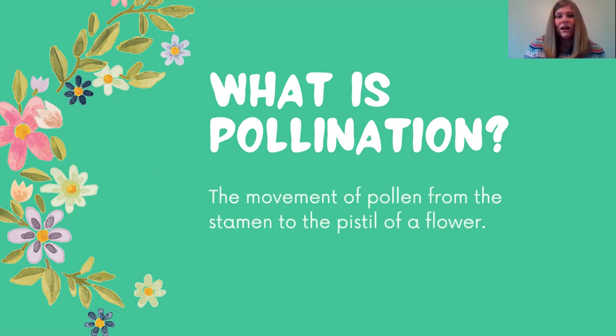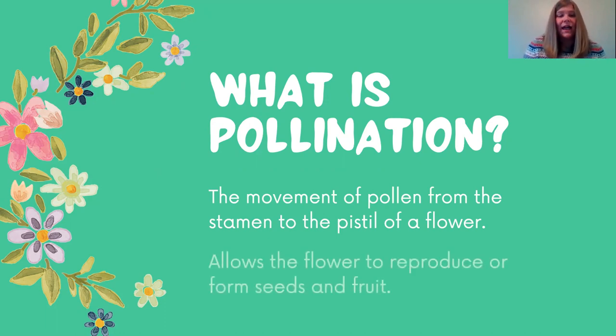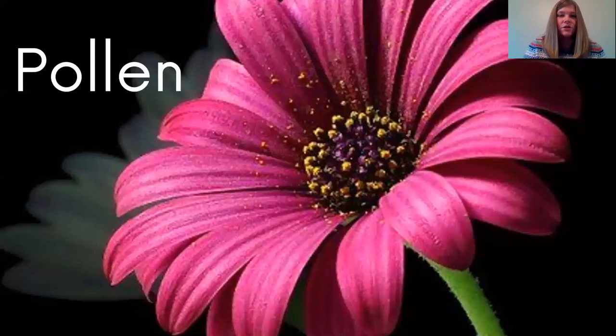So the definition of pollination is the movement of pollen from the stamen to the pistil of a flower. And pollination is allowing the flower to reproduce and form seeds or fruit. So pollen is that fine yellowish powder that fertilizes the plant. So you can see it in this picture here. This is the stuff that the pollinators are moving from flower to flower to actually pollinate the plant.